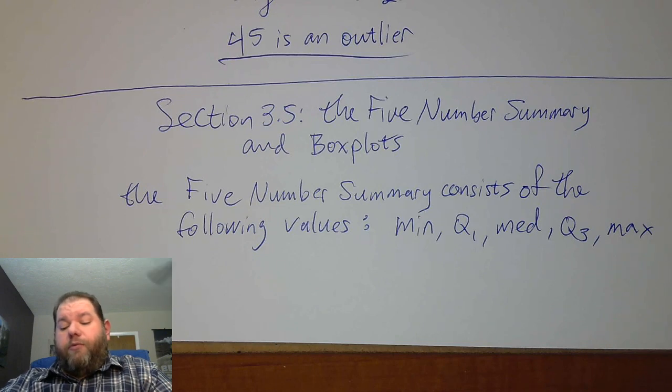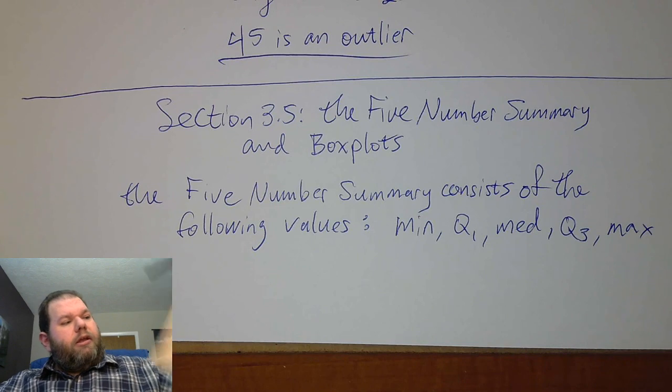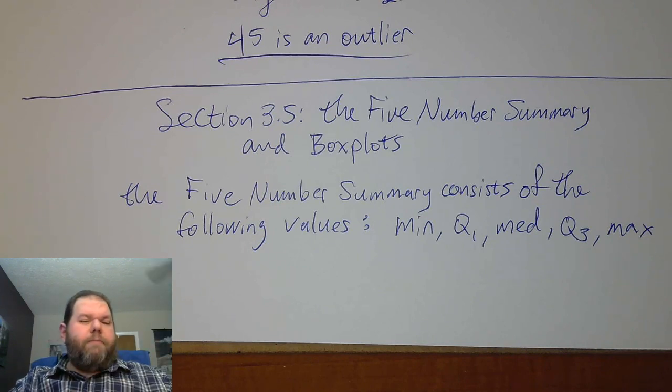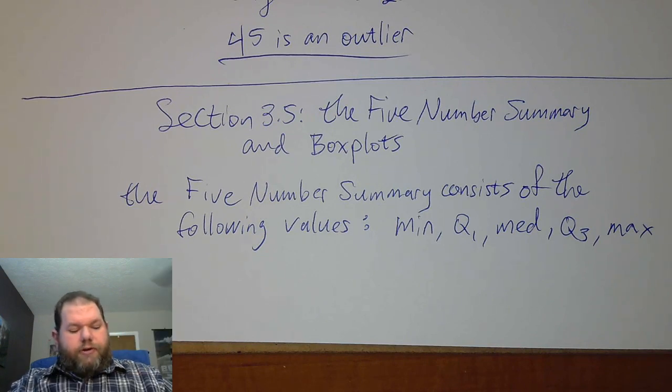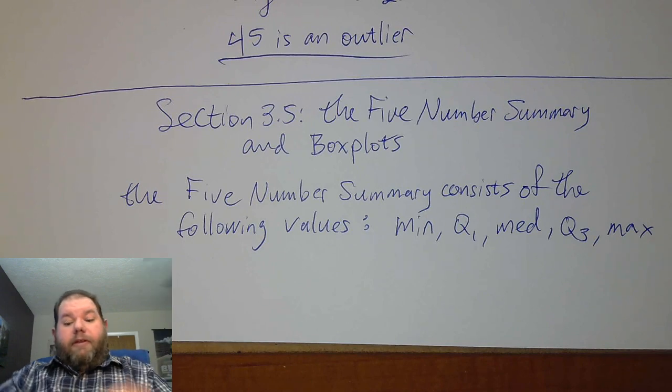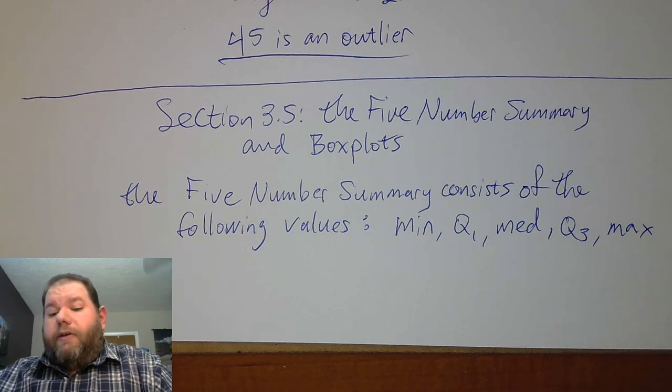And we're going to use these 5 numbers to help us create what's called a box plot, which is a different way of visualizing information or a data set. Okay. It's also a helpful way to compare multiple data sets if we have box plots for different data sets. All right.